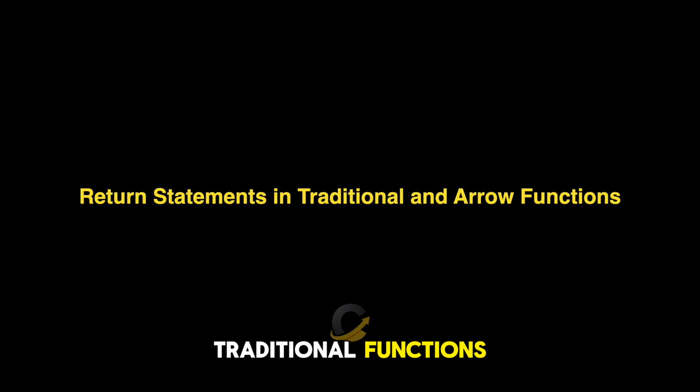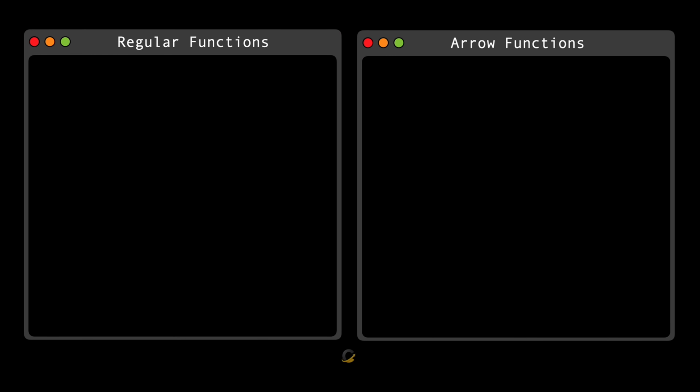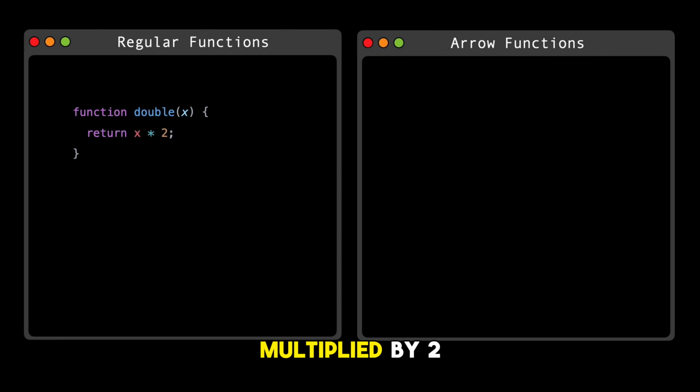Now we will explore return statements in traditional functions compared to arrow functions. This is a key concept that can affect the succinctness and readability of your code. First, let's examine a traditional function that requires an explicit return statement to output a result. In this example, the double function takes a single parameter x and returns the value multiplied by 2.